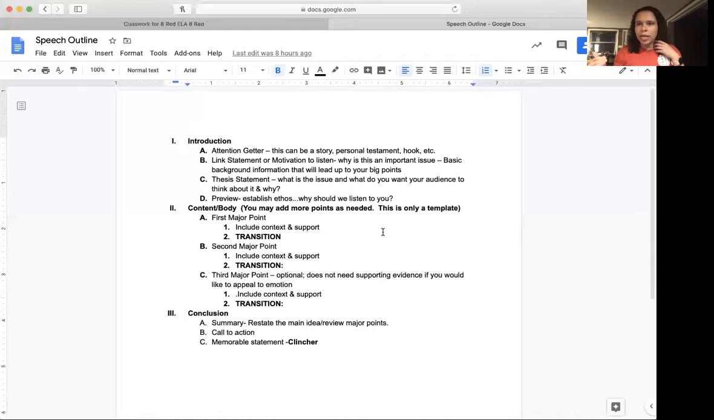Your first major point is probably going to be one of your body paragraphs, and you're just going to convert it and turn it into kind of an outline form. So you include your context, support, probably you're going to need some sort of logos or statistics or data to support your thoughts. And then you need a transition statement. Same thing for the second major point, and then for the third, if you would like to.